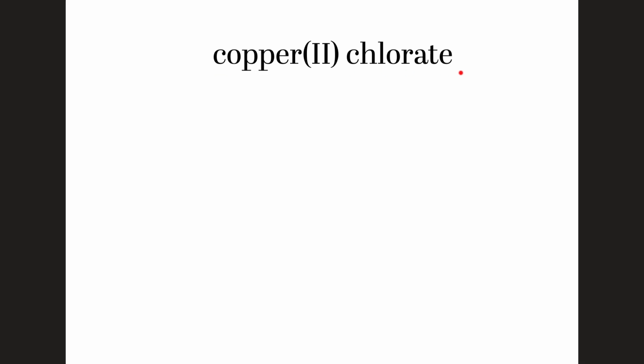So we have copper 2 chlorate. Let's get the symbols for both copper and chlorate. Copper, that's the symbol Cu. We know the charge of copper is 2 because of the Roman numeral. We can now get the symbol for chlorate. If we look at our polyatomic ion list, chlorate is in the -1 charge column. It is ClO3, and it does have a -1 charge.